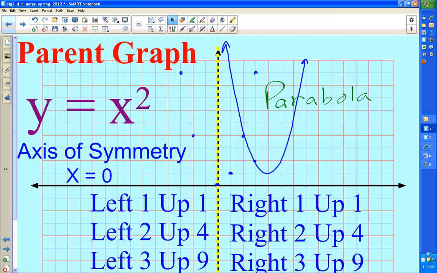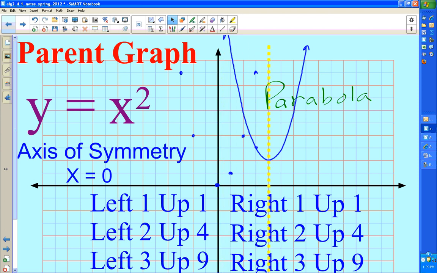Here's my parabola. If I move it to this point right here, the axis of symmetry goes to here. What is the equation of the axis of symmetry? X equals 4. What are the coordinates of the vertex? Not 4, 0. It makes 4, 2. And the axis of symmetry was x equals 4.